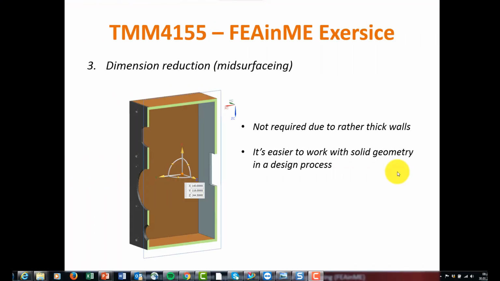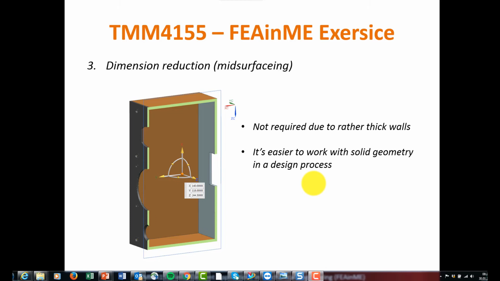Then I have defeatured my solid model, and the next task or question is if I can reduce the dimension of the loudspeaker. That means replace the solid geometry with a 2D geometry. And here I could easily use mid-surfacing in order to create a shell mesh for the loudspeaker. That would give me a faster solution when I do modal analysis. And it would also be beneficial if I wanted to change the thickness of the plates.